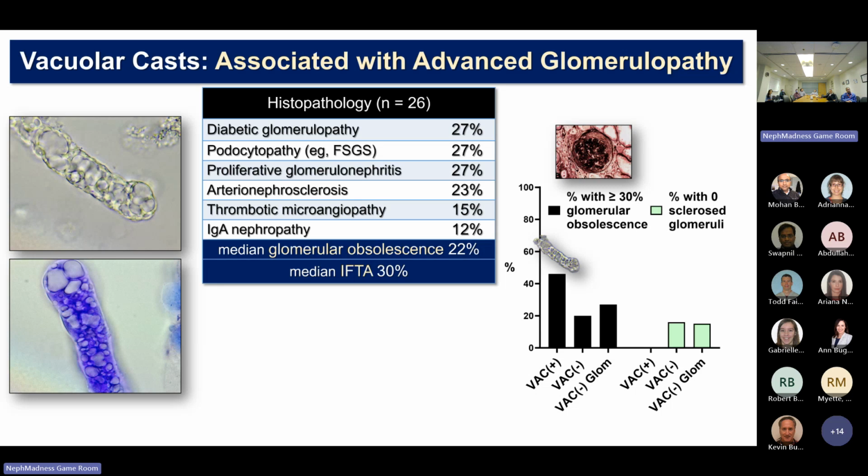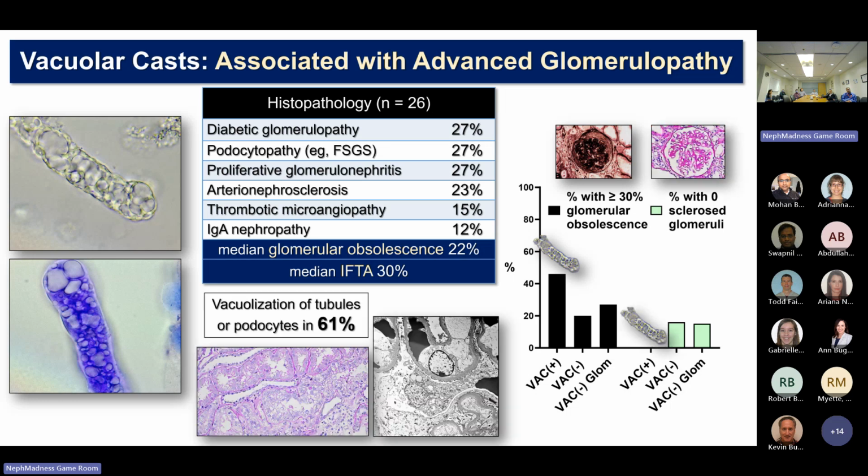And when we look at the percentage of cases with greater than 30% glomerular obsolescence, that was more likely to occur in patients that had vacuolar cast. And when we look at cases with absolutely zero sclerosed glomeruli, that never happened in vacuolar cast, 0% compared to up to 20% in cases without vacuolar casts, as you can see in that image right there.